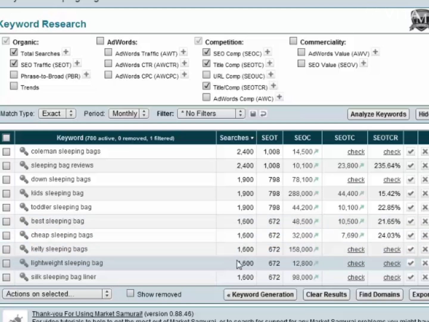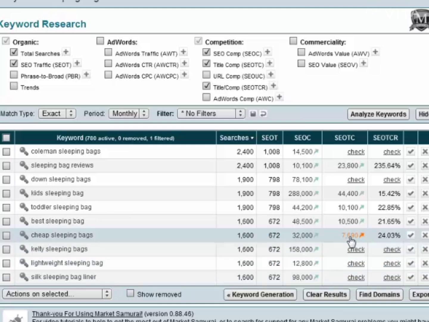1,000 searches a month on exact search is pretty good. It's not going to be a killer market that's going to make you a ton of money, but it's the perfect place to get started because it has such low competition.